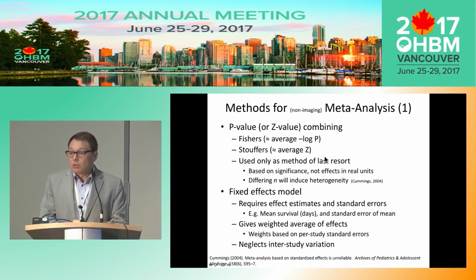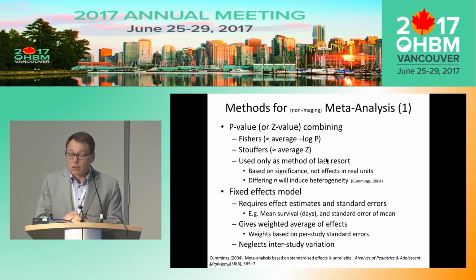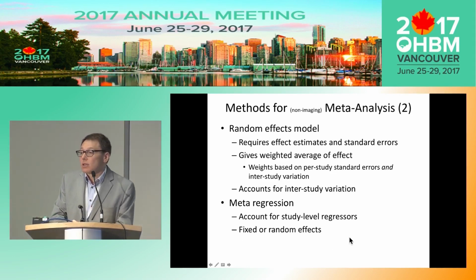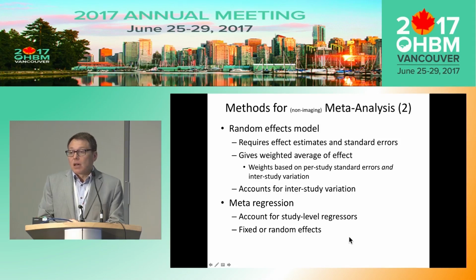But if you look in the traditional meta-analysis literature, these are regarded as last resort. You shouldn't just be using these because they're not accounting for within the individual study variances. And so they recommend instead doing at least a fixed effects approach, and there you need the estimates and the standard errors from each study. And this is advantageous because this gives a weight for each study according to its standard errors. But as a fixed effects model, it doesn't account for the between study variation, and so the best practice method in non-imaging meta-analysis is a random effects model.